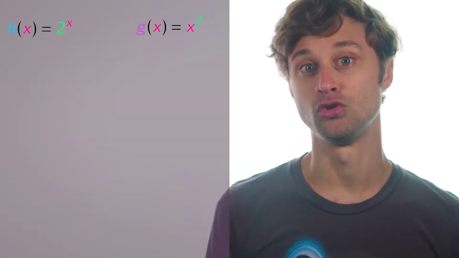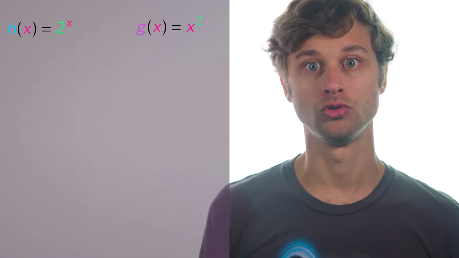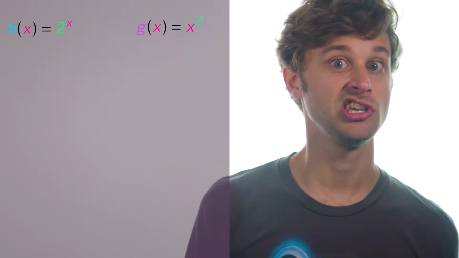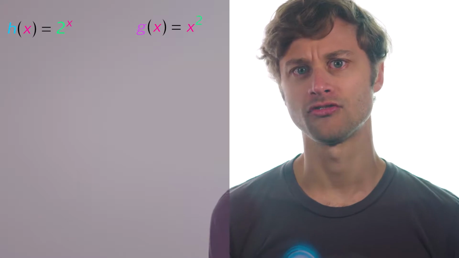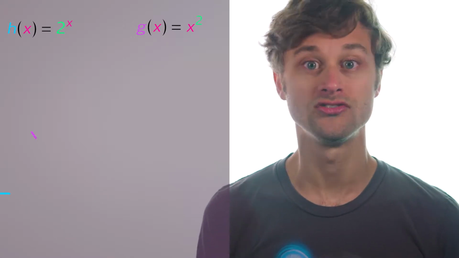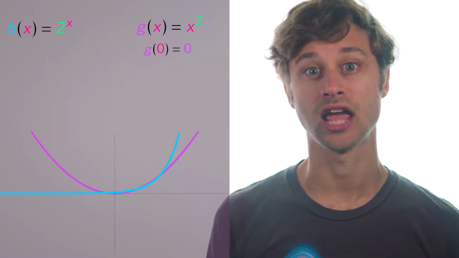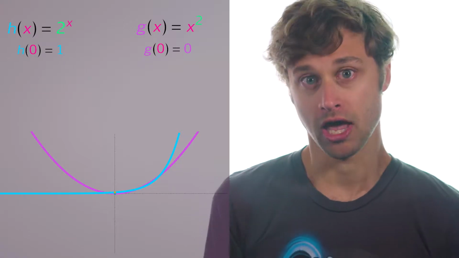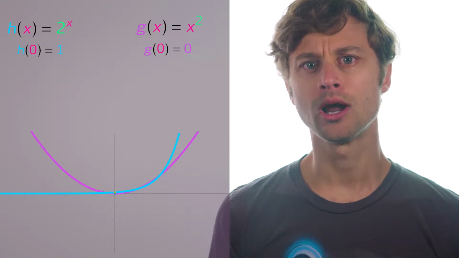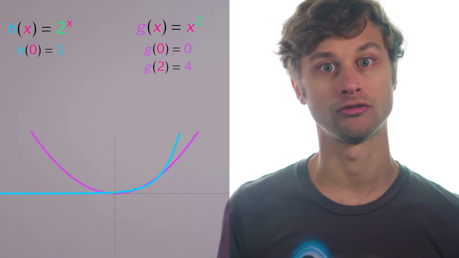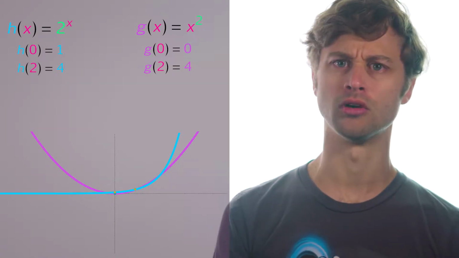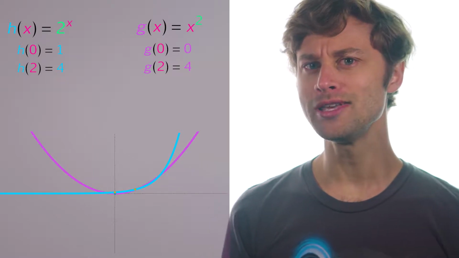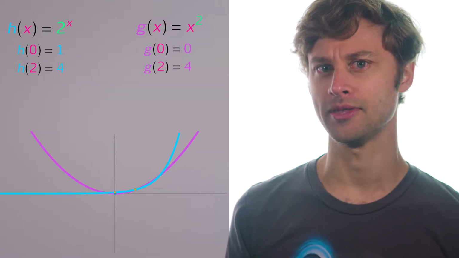Let's take a look at these two functions. g of x is equal to x squared, and h of x is equal to 2 to the x power. Now, what happens when I plug in different values of x? So, for instance, g of 0 is equal to 0, and h of 0 is equal to 1. Okay, that's pretty close to each other. What about g of 2? g of 2 is equal to 4, and h of 2 is also equal to 4, so they're actually equal at that point. But when we get beyond 2, what happens?